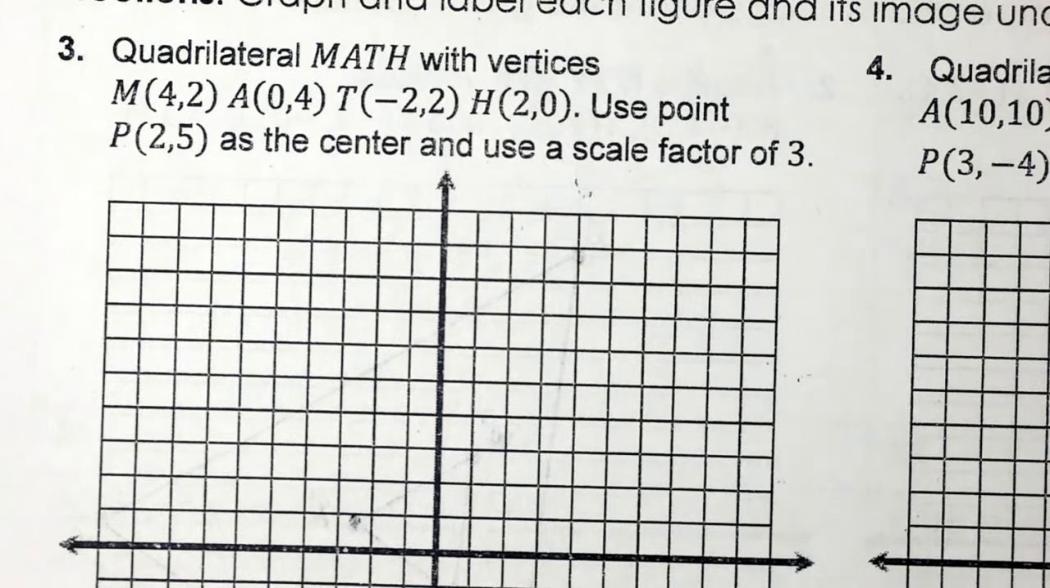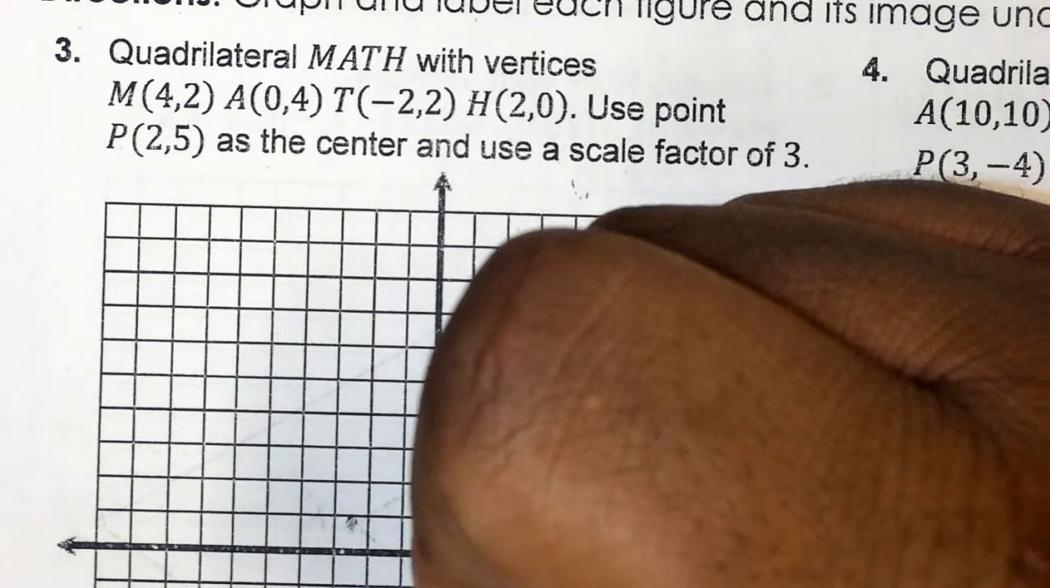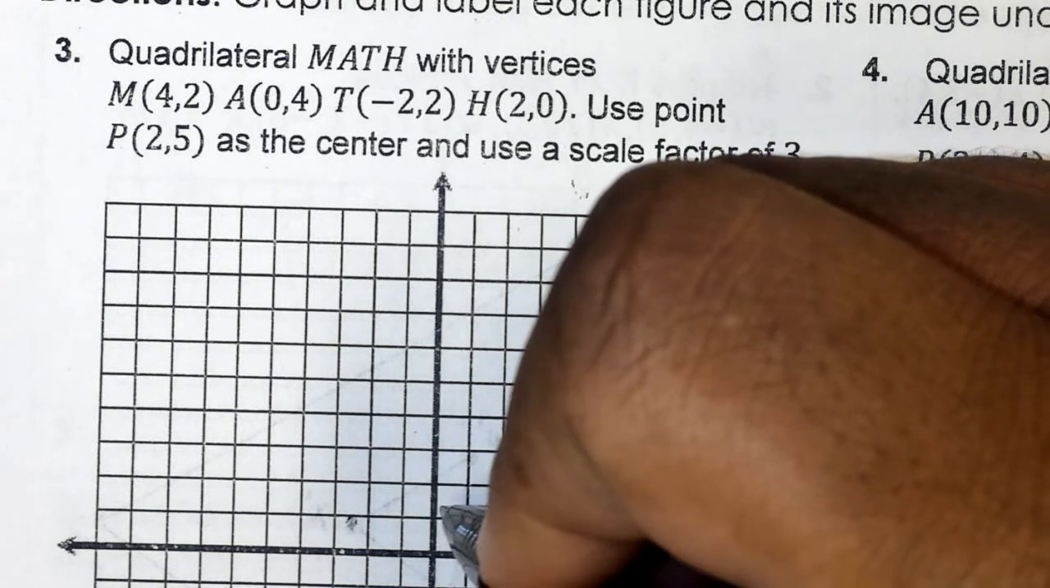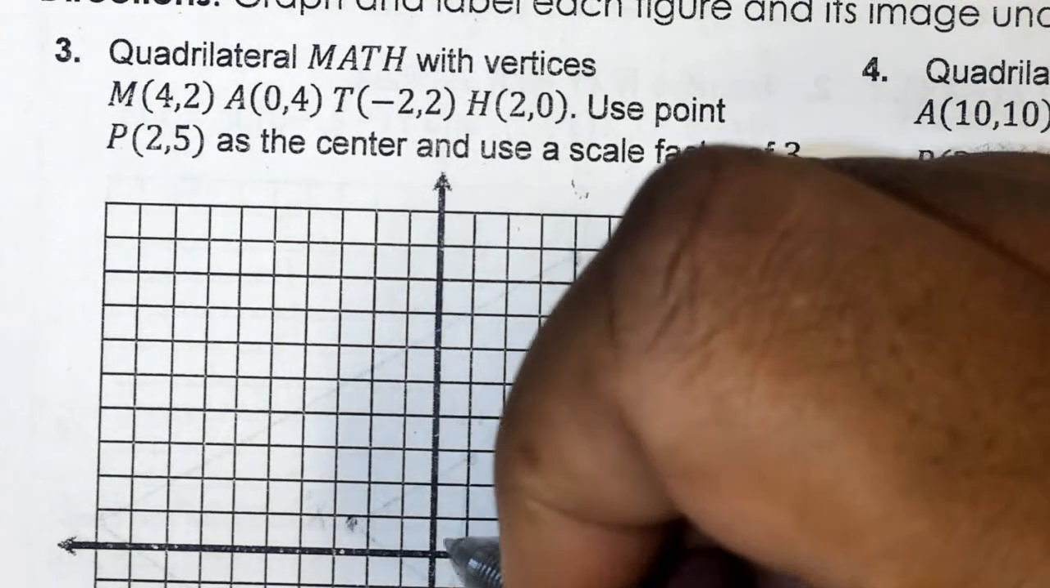Quadrilateral MATH with vertices. Use point P as the center and use a scale factor of 3. Oh, you know what you're doing, Billy? You're probably trying to dilate from 0, 0. I told you not to go ahead of me. We're not dilating from 0, 0. We're dilating from this point they gave us. Then your stuff shouldn't go off the graph there. Watch. I guarantee you. I know these original points don't go off the graph. They're numbers 4 and less.